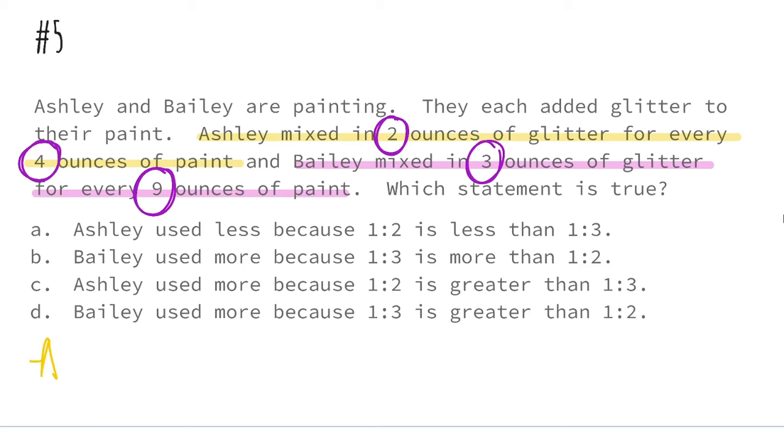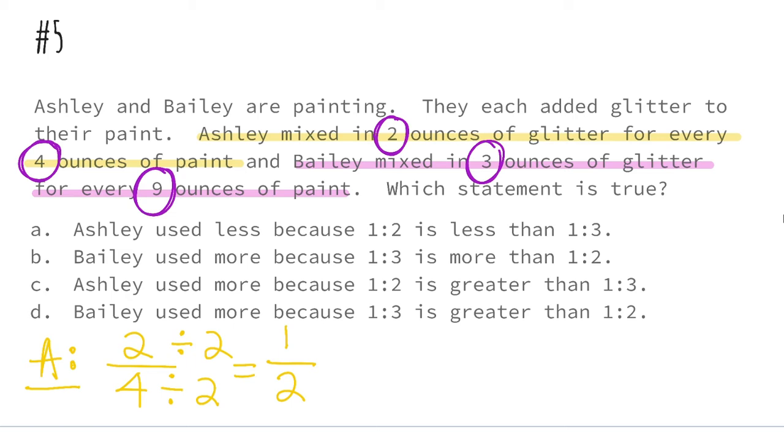So Ashley used 2 ounces of glitter for 4 ounces of paint. And then I can reduce this. I see they're both even, so I'm going to divide top and bottom by 2. 2 divided by 2 is 1. 4 divided by 2 is 2. And we're done. There's a 1 on top. They're both prime. So Ashley's ratio of glitter to paint is 1 to 2.